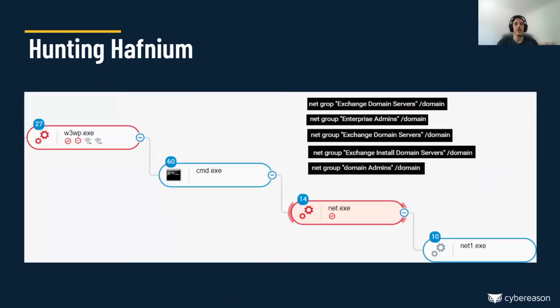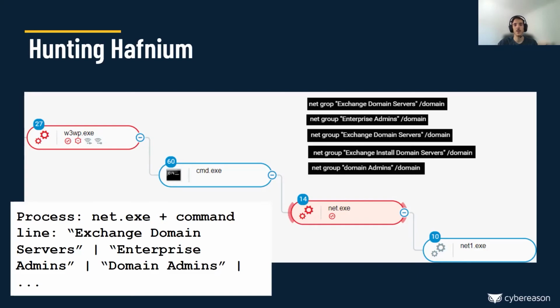In addition to performing the classic reconnaissance activity, the attackers also attempted to collect information about the domain servers and the domain admins users on the victim's network using the net.exe processes. To hunt this activity, we look for this kind of process tree with a command line that contains groups of interest such as domain admins, exchange install domain servers, enterprise domain, and so on.